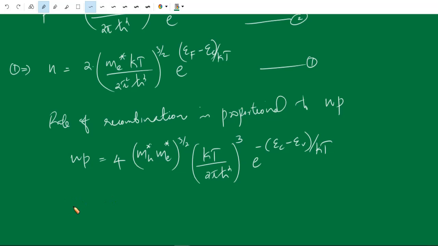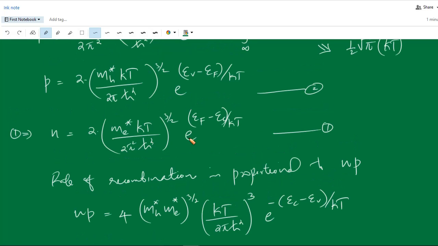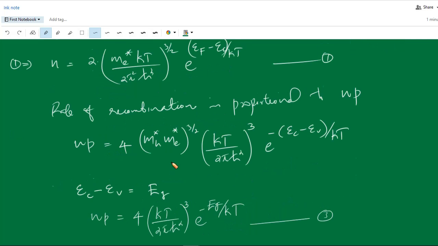But we know that the difference of conduction band edge minus valence band edge is the band gap. Okay, therefore, this is equation number 3. Equations number 1 and 2, these are the concentration of electrons and holes. These are true not only for intrinsic semiconductors, this is true for impure semiconductors as well.